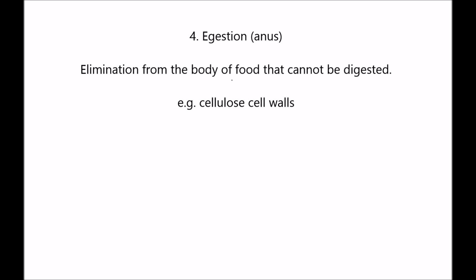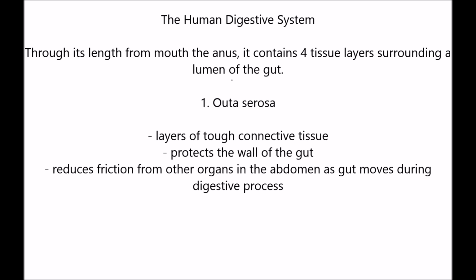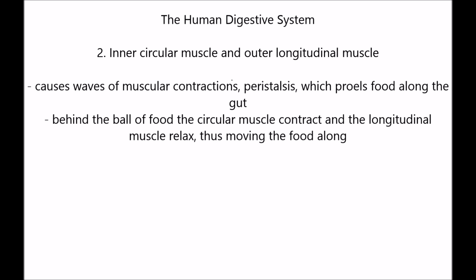This is elimination from the body of food that cannot be digested, such as cell walls. The human digestive system, through its length from mouth to bum, contains 4 tissue layers surrounding a lumen of the gut. The outer serosa, which is layers of tough connective tissue, protects the wall of the gut and reduces friction from other organs in the abdomen as the gut moves during the digestive process. Then there are the inner circular muscle and outer longitudinal muscle.